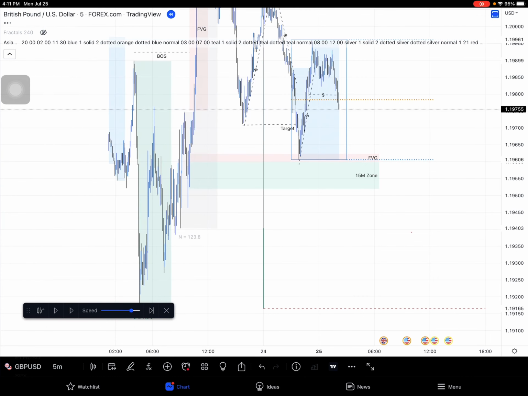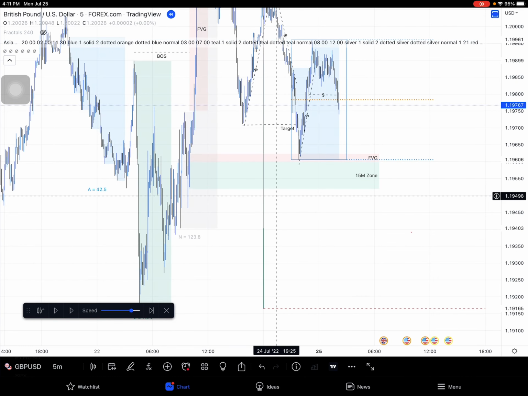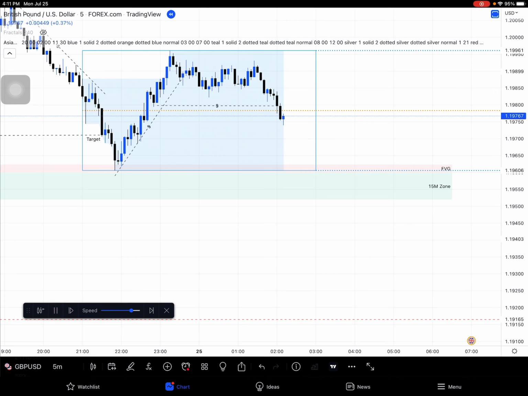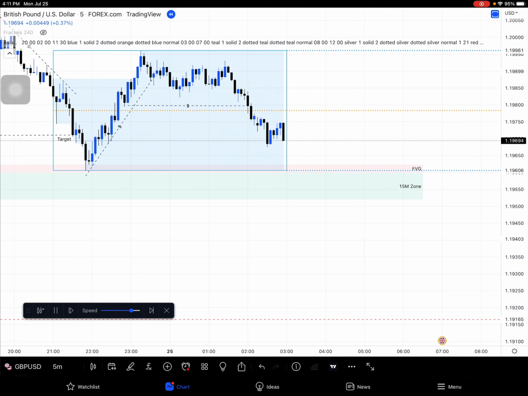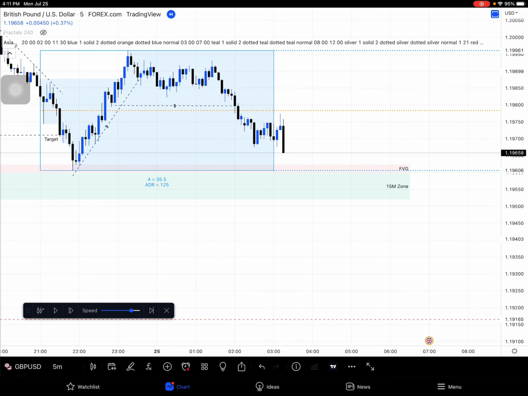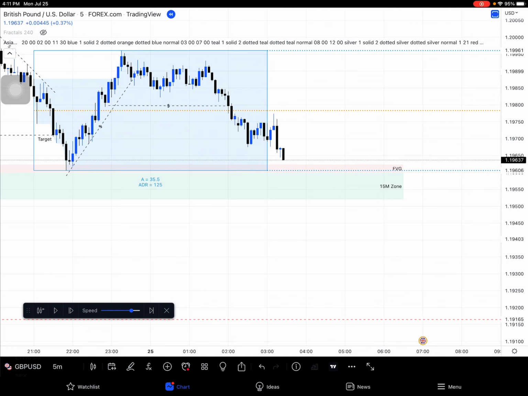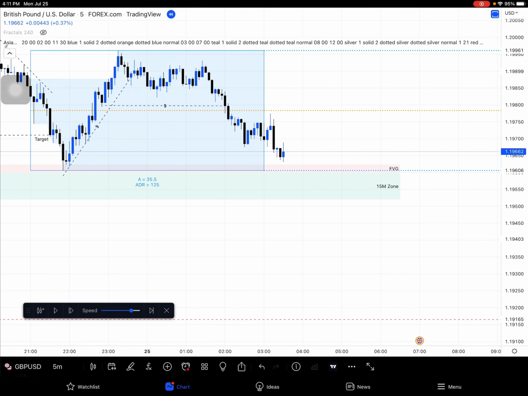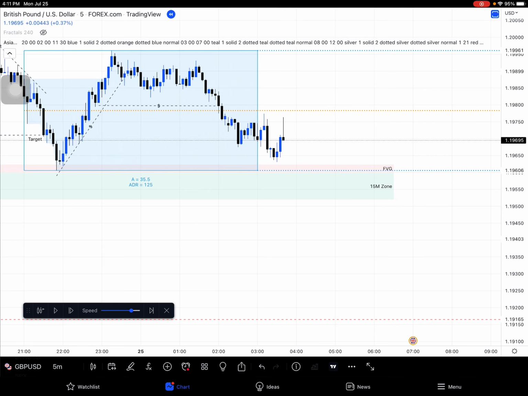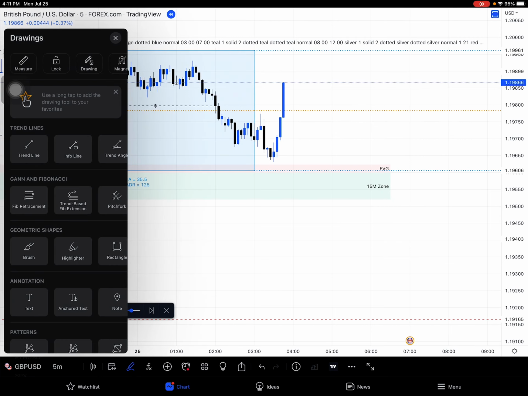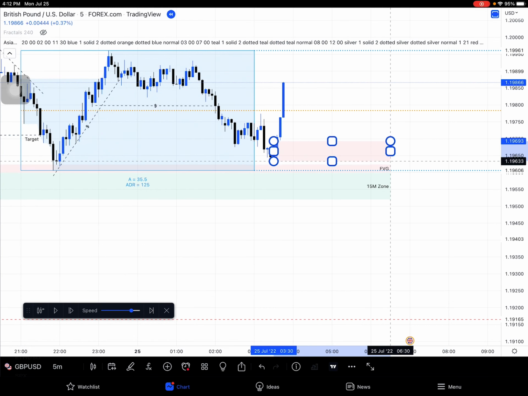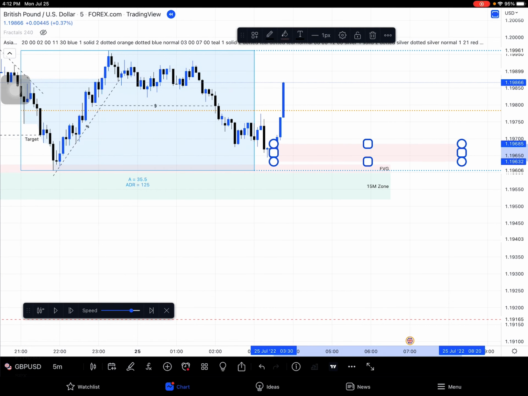Let me just go to the 5 minute real quick. All right, there she goes. Okay, it's taken out. Now the London session has started. Starting of London, you can see the big move, the huge candles out there. So now I can see from here that this is the zone that is responsible for this whole up move.